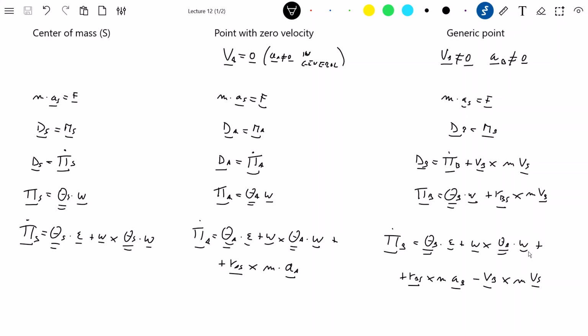So that's it. It's good to know that the formulas for the center of mass are the ones that you should apply in the majority of cases. It's good to know also the formulas for a generic point, and to find the relationship between the two.